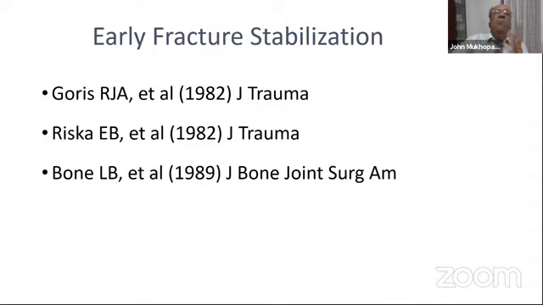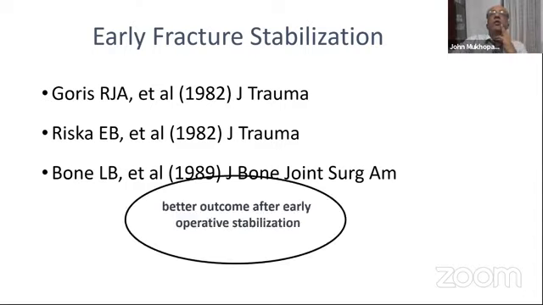Then in the 80s, a number of authors, including Riska, Bourne, Goris, etc., started doing early total care for the patient. That means every fracture that needed fixation, they would stabilize initially, they would get the patient up early, and they were able to reduce ICU times and improve the outcomes after early operative stabilization.